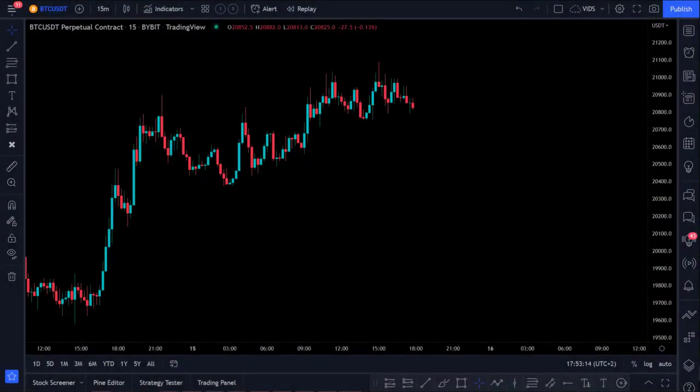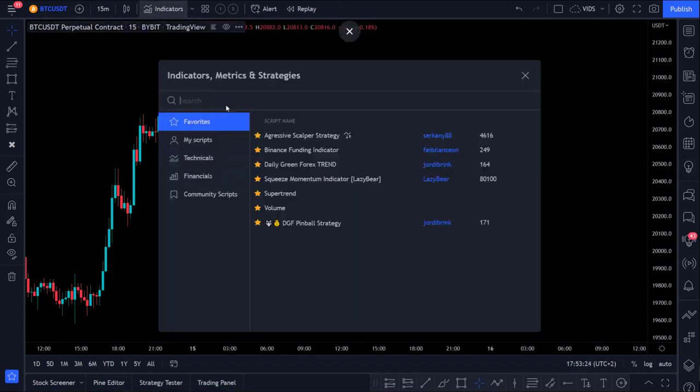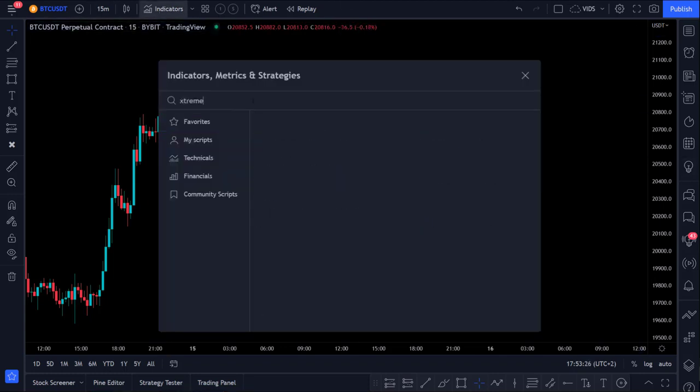You can execute this day trading strategy on cryptocurrencies, Forex, and the stock market. For now, I'll use the price chart of Bitcoin. We use two indicators for this strategy. The first indicator is the extreme trend indicator.